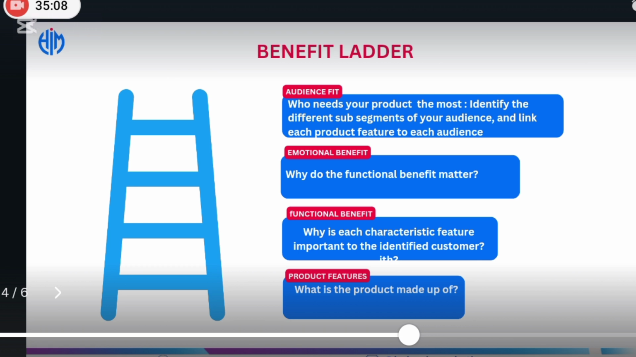So which audience fits now? Who needs my product the most? Identify different subsegments of your audience and link each product feature to each audience. So I'll now say, are you a university student who feels you don't have the IT knowledge to be able to find success on social media? Creative Sphere Mastery is here for you. We have broken down our training into digestible chunks that will not leave you confused.